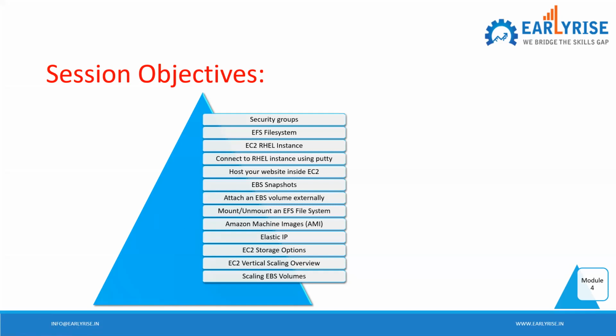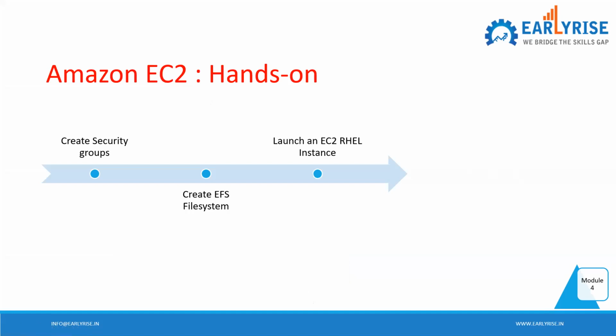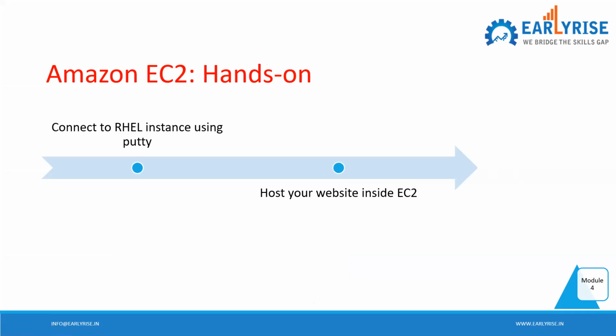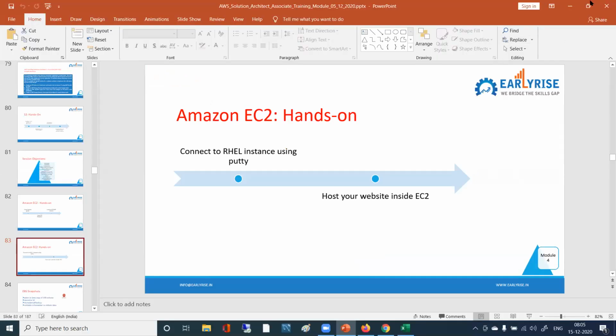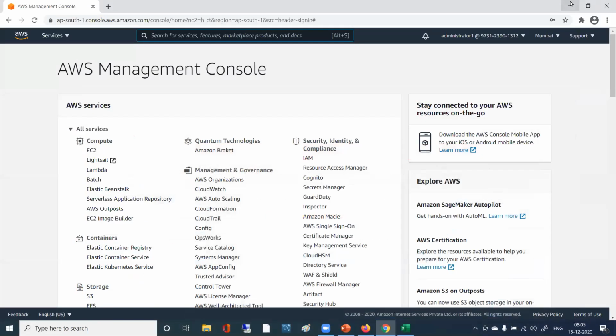Okay, so in our previous session, we created some security groups, right? And created an EFS file system and launched an EC2 instance as well, right? So today we will be connecting to our RHEL instance that we created using PuTTY. Before we connect, we need to start our instance.